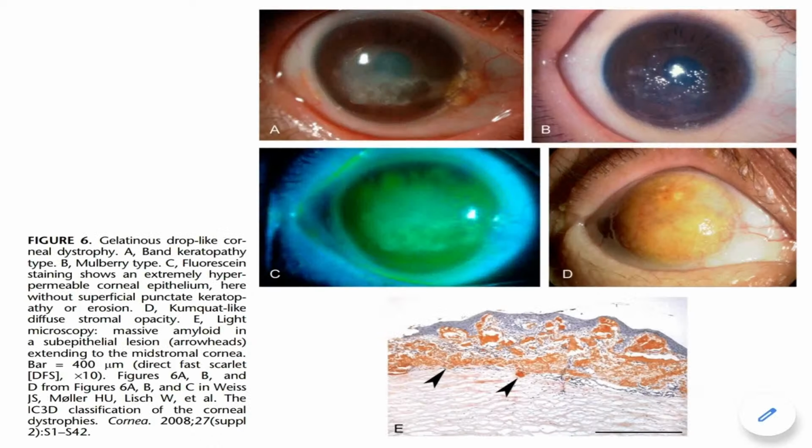This picture shows gelatinous drop-like corneal dystrophy. It is a band-type keratopathy or mulberry-like keratopathy, and it is fluorescein stain positive. It shows an extremely hyperpermeable corneal epithelium. And this is the comfort-like diffuse stromal opacity due to massive amyloid deposition in the subepithelial lesions, extending to the mid-stroma of the cornea.